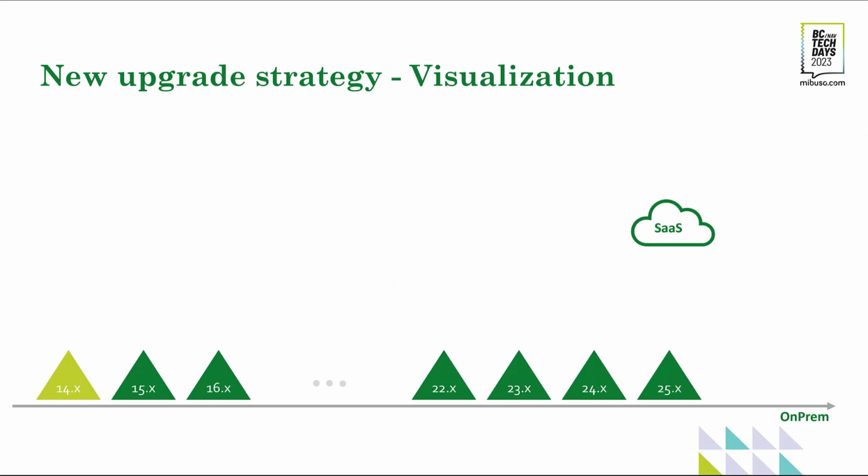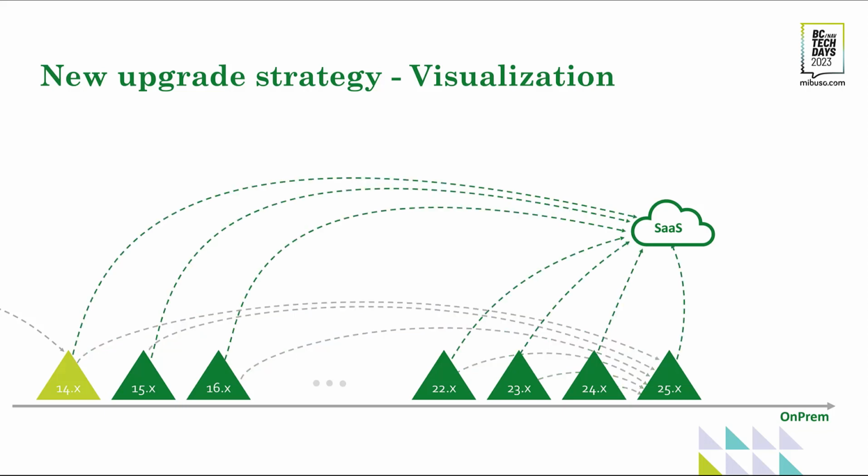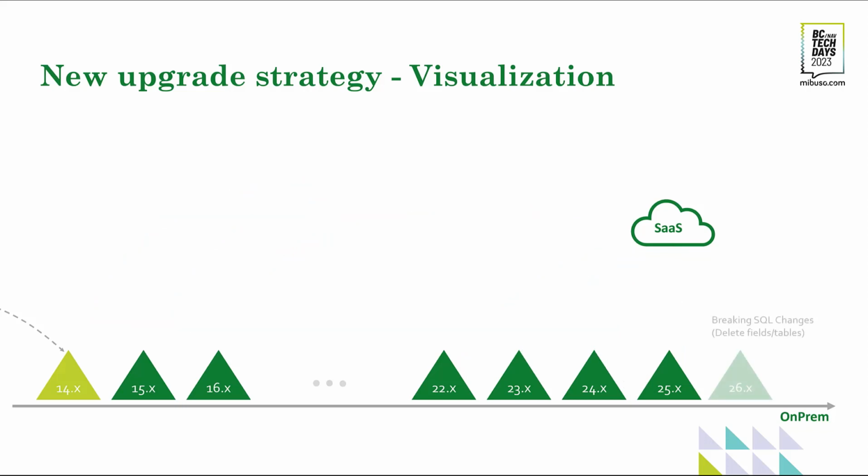To understand better how this new schedule is going to work, this is the visual representation of the changes that are going to happen. In a year and a half, the active version is going to be 25. And here, things are going to be exactly the same as they are currently. You would still need to go to 14. You can go from all of these versions into version 25, and also all of the on-prem versions are able to go straight into SaaS.